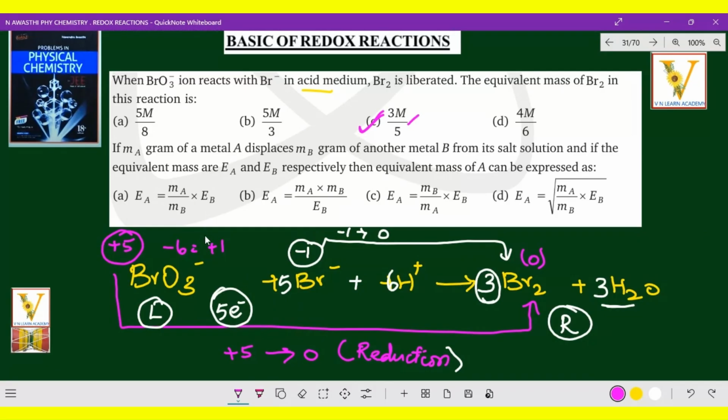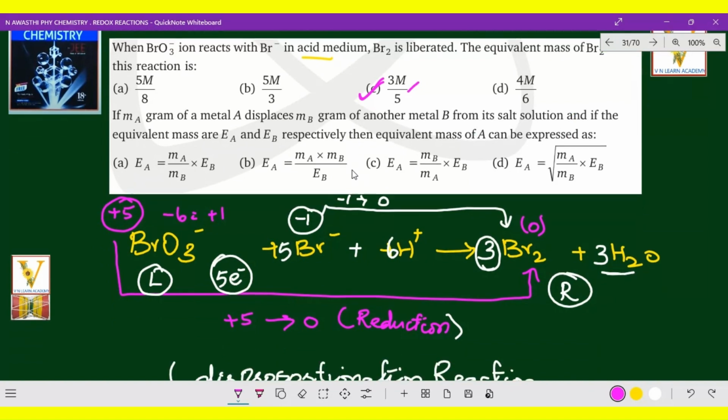Okay, now the second question. If MA gram of a metal A displaces MB gram of another metal B from its salt solution, that is, MA is the mass of A, gram of metal A displaces the mass of B, gram of another metal B from its salt solution, and if the equivalent masses are EA and EB respectively, then the equivalent mass of A can be expressed. So which is the correct option?